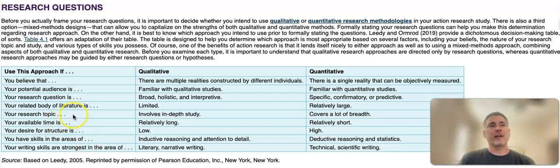Right. Also, if the topic involves in-depth study or breadth, that too, yes. Typically, qualitative studies are easier to go deeper, while quantitative studies allow you to go broader in the sense that you can more easily survey 100 people, 1,000 people versus interviewing 100 people or interviewing 1,000 people or observing them, right? So that's the pluses and minuses.